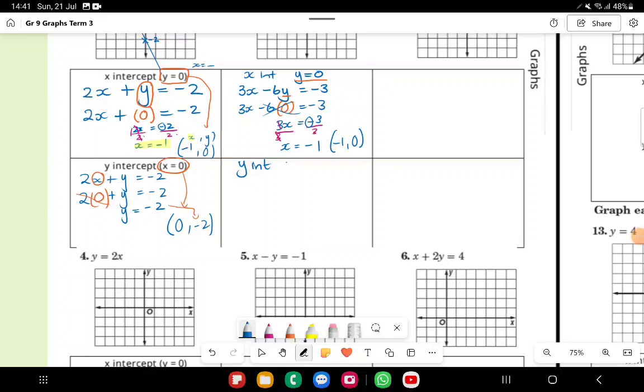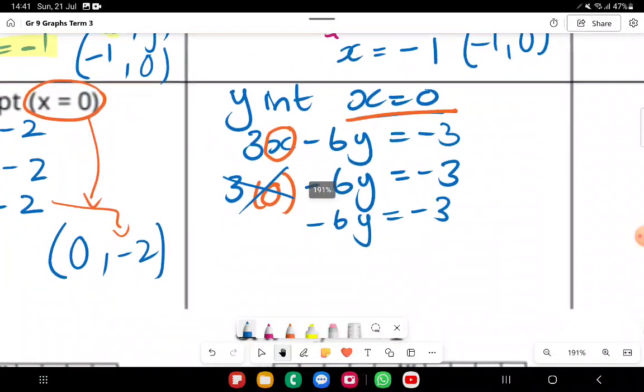Y-intercept, x equals 0. 3x minus 6y equals -3. X is 0. So there's my x. I'm going to put a 0 in it, and everything else stays the same. Now that disappears. -6y, sorry, it's a y, -6y equals -3. Make it bigger for you.